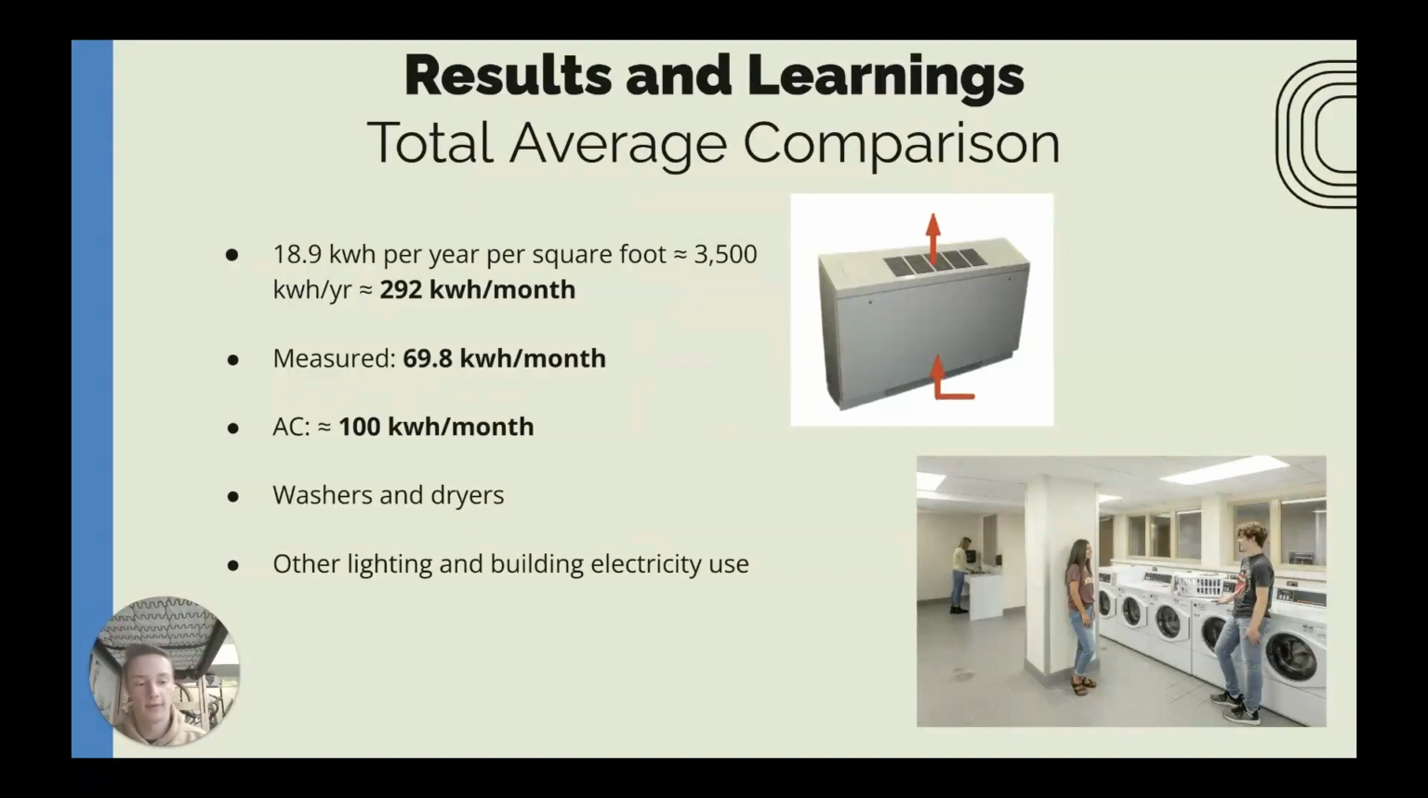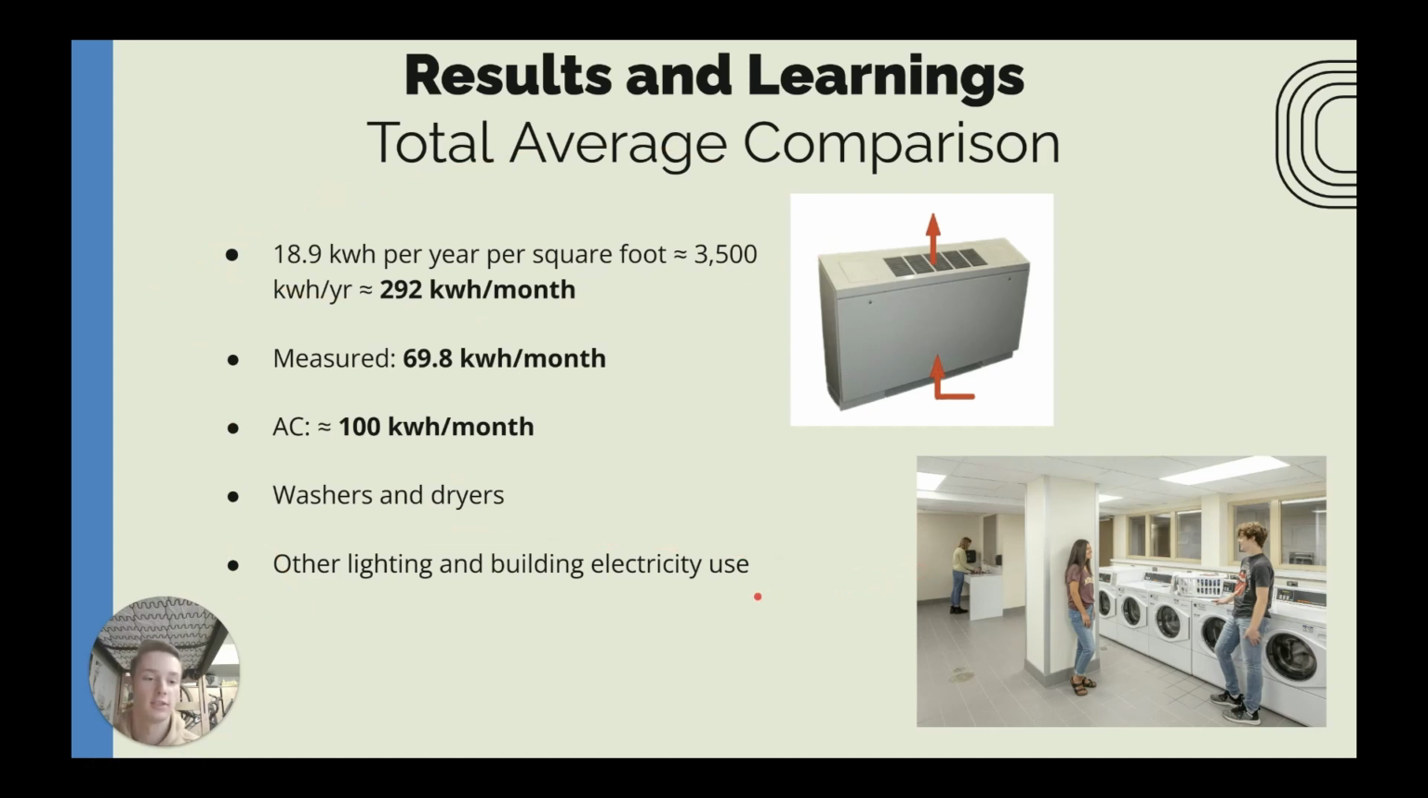So comparing our totals to what the research says, research, as we showed before, would equate to 292 kilowatt hours per month, but our measurements came to 69.8 kilowatt hours per month, which is a very big difference. A lot of that can be attributed to AC, which can take about 100 kilowatt hours per month. That's something we couldn't measure. It has a unit like this. It could also be affected by the washers and dryers, another big energy user that I was not able to measure.